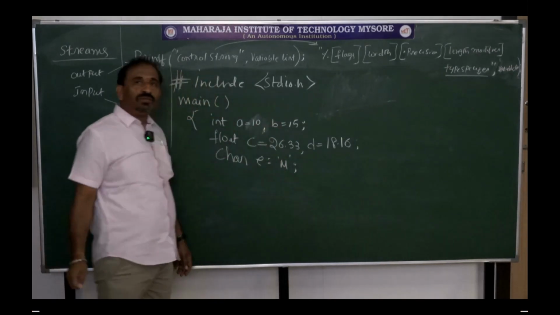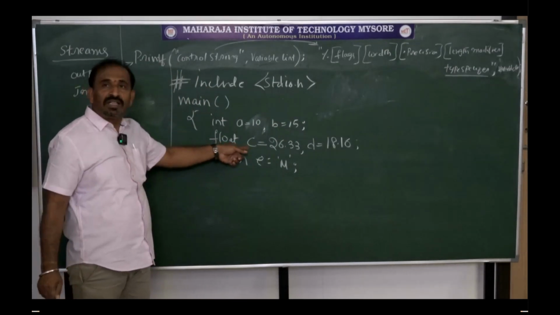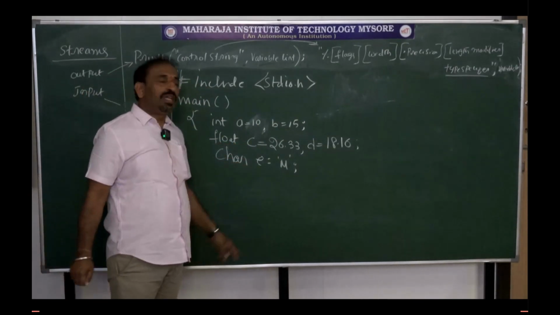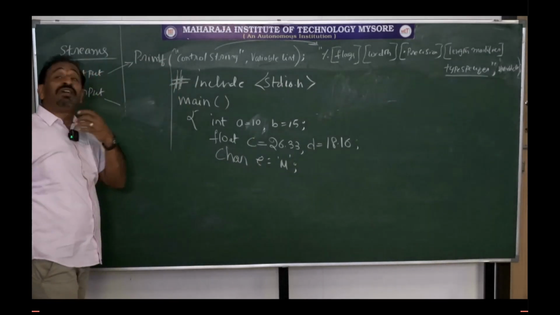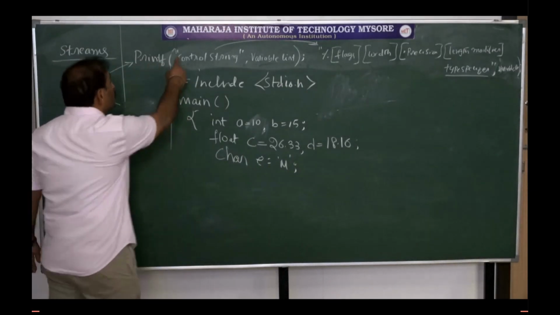M is stored into this variable E, because c is already declared. So I am going with a new variable name called E. Now I can use varieties of printing by using this.